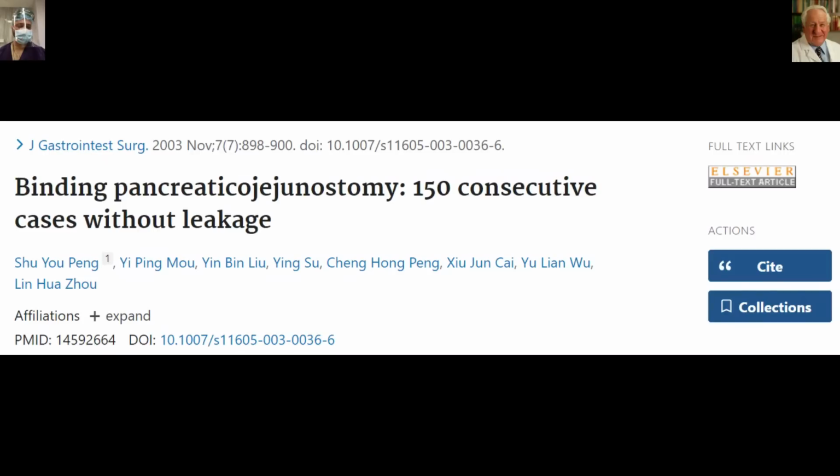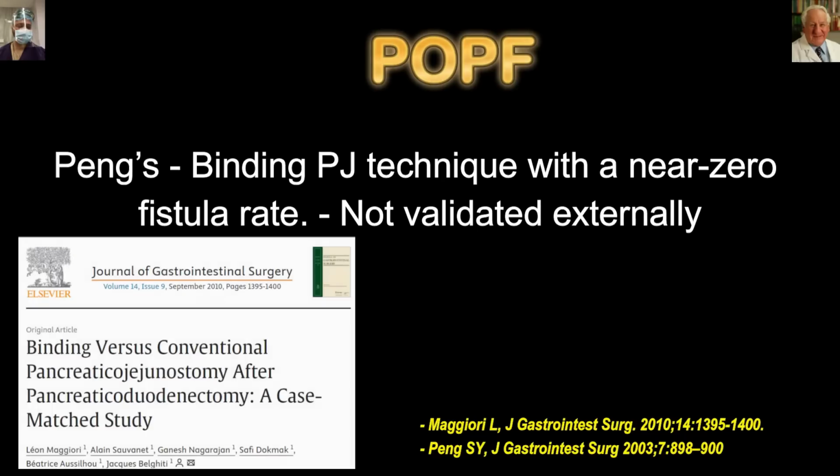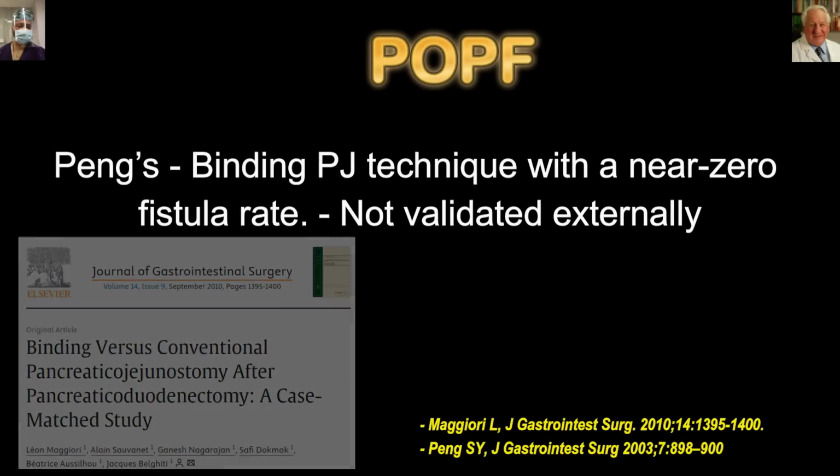This is again a good and interesting paper by Peng et al., in which they gave a novel technique of binding pancreaticojejunostomy and demonstrated zero POPF after 150 consecutive cases. But the issue with this technique of binding pancreaticojejunostomy shown by Peng et al. is that it has not been validated externally, and other institutions and other surgeons have failed to show similar rates with such a technique.